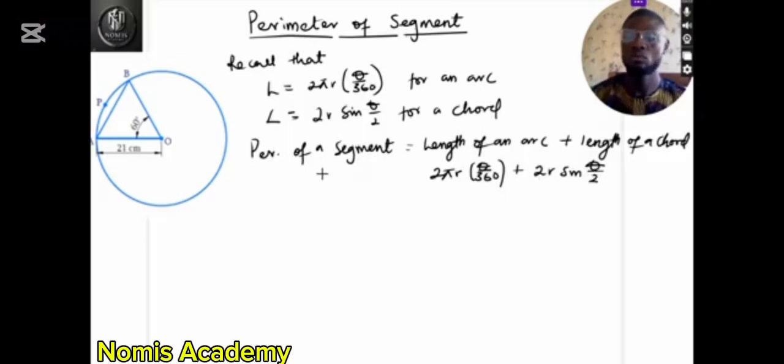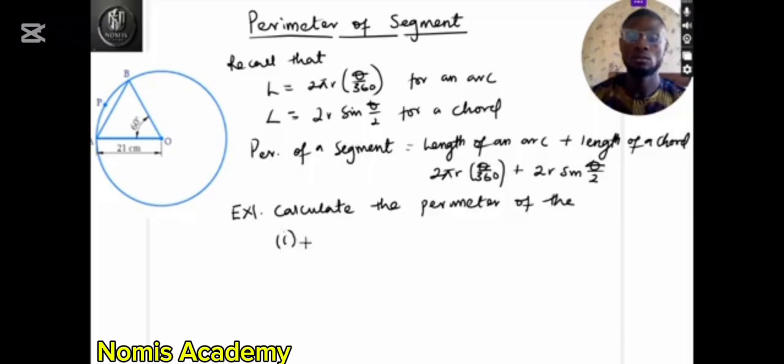So let us take an example to calculate the perimeter of a segment. So let's calculate the perimeter of this segment. Let's calculate for the major segment and the minor segment. So example number 1, calculate the perimeter of Roman figure 1 minor segment, Roman figure 2 major segment.